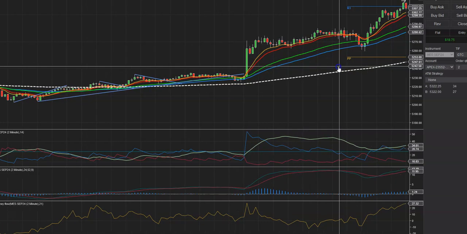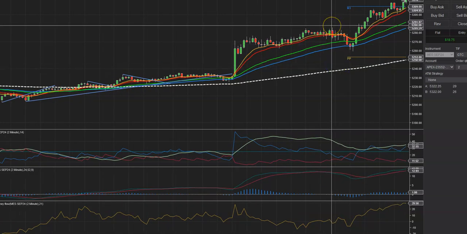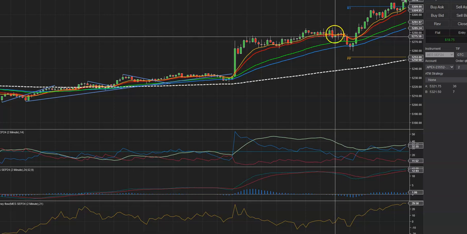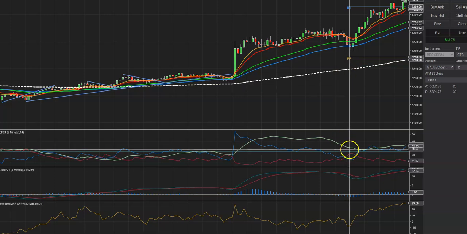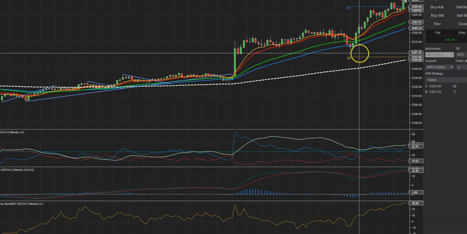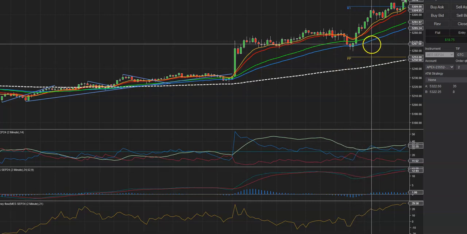So here was a mess. It looked like a 1, 2, 3 reversal. You got 1, 2, 3. I got short here, and because of the crossover, it was still above the 200. I was doing this because I wanted to make sure.